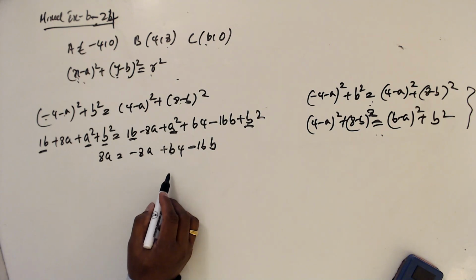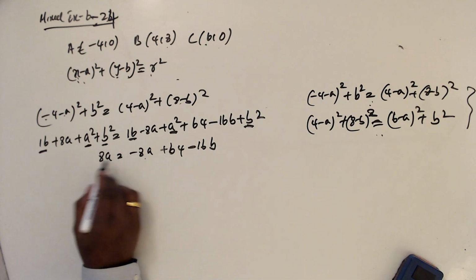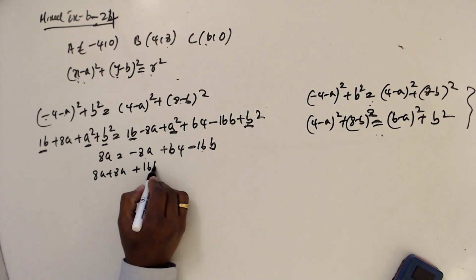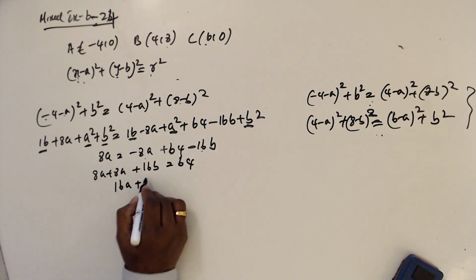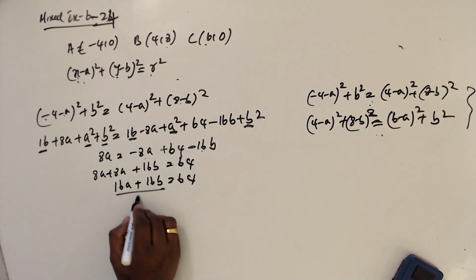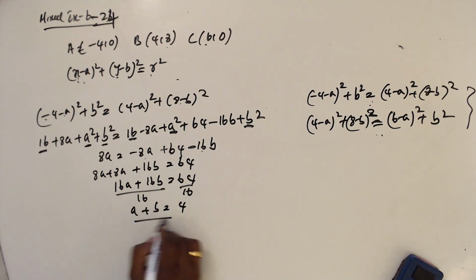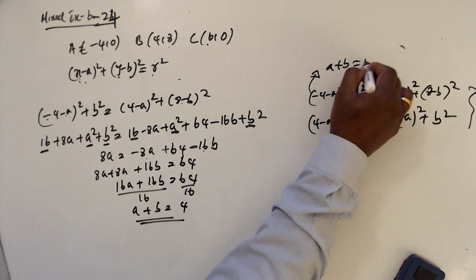I'll bring to this side 8a plus 8a. This is to the left. 16b equals 64. It means 8 plus 8 is 16a plus 16b equals 64. I can divide both sides by 16. So this is going to be a + b = 4. Now when I solve this one, I will get a + b = 4.